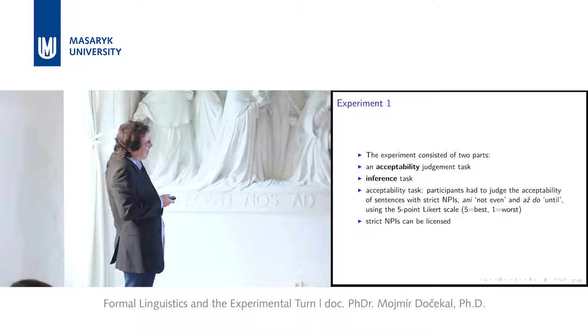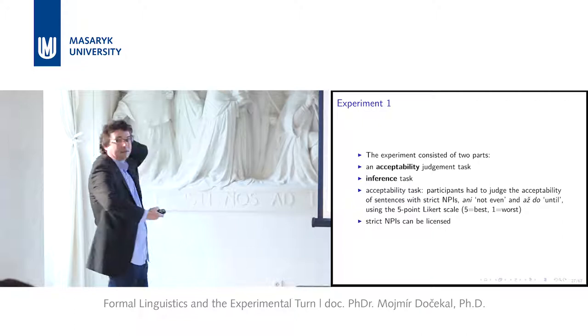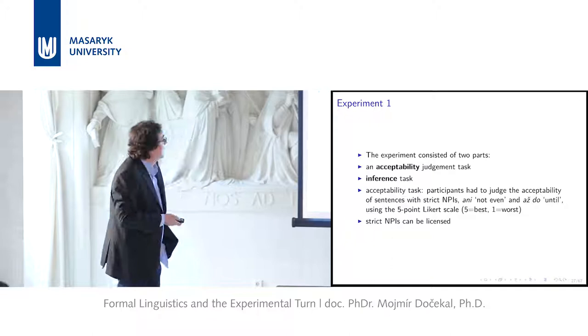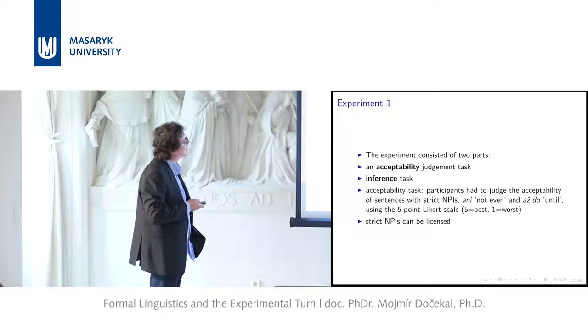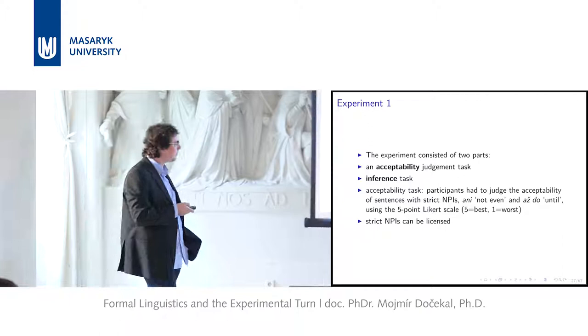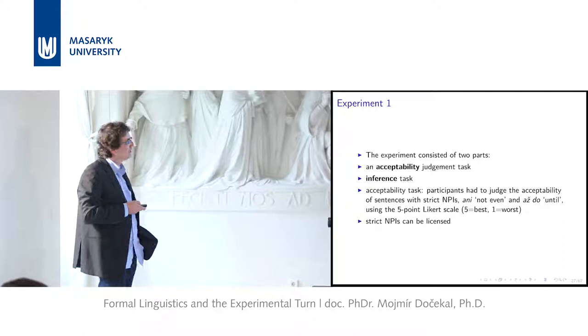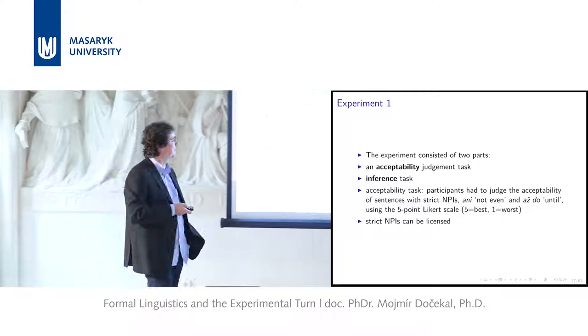Now it will be about the design of the experiment, how an experiment is done in linguistics. And again, I assume that if you are from the natural sciences, this can be something like not trivial, but in the humanities this is still new. So we designed this experiment in two parts. First, there was an acceptability judgment task, and I will talk about this first. So in the acceptability task, participants had to judge the acceptability of sentences with strict NPIs, which in Czech are ani jeden, not even one in English, and až do, until, using a 5-point Likert scale.